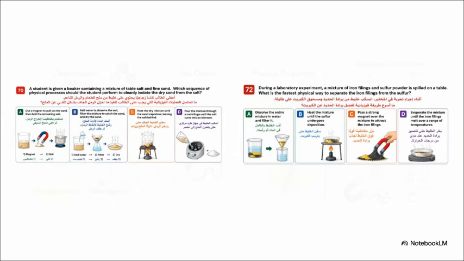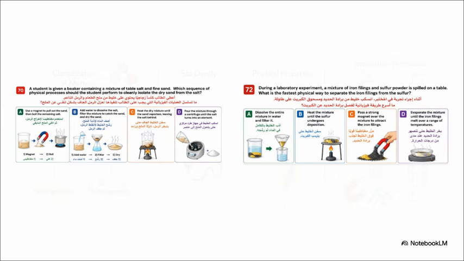So back to our beach sand problem. Here's the sequence. Just add water to the bucket. The salt dissolves, but the sand doesn't. Pour that whole mess through a filter, the sand gets stuck, and the salty water passes right on through. Let the water evaporate, and you've perfectly separated them. Or what if you spilled a mix of iron filings and sulfur powder? Just wave a strong magnet over the pile. The iron flies right up to the magnet, leaving the sulfur behind.